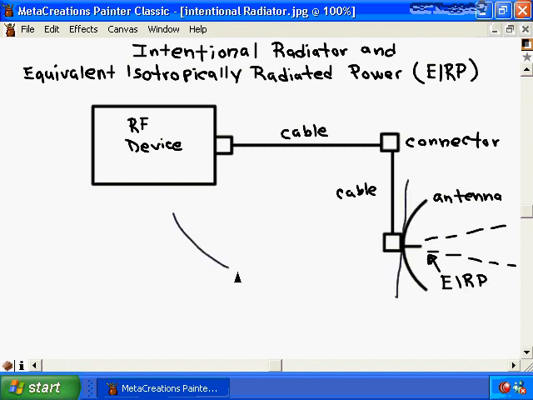So everything up to this point, but again, not including the antenna, makes up what's referred to as the intentional radiator. However, the actual output of power that is radiated by the antenna element is referred to as the equivalent isotropically radiated power, or EIRP for short. Say that 10 times fast.